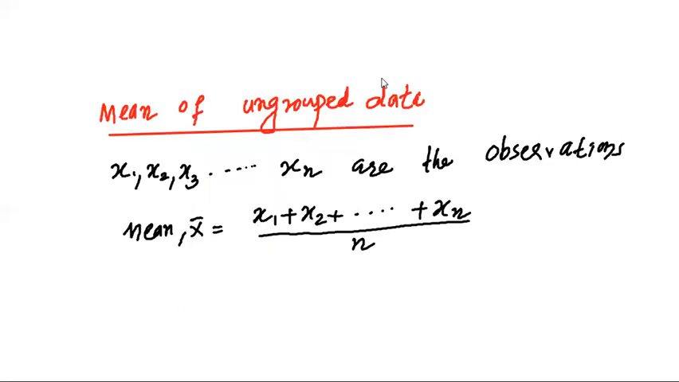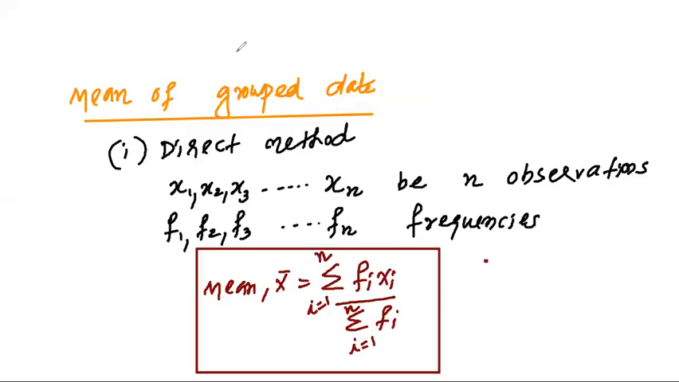So we have learned about the mean of an ungrouped data in our lower classes. Let me recall that one again. If x1, x2, x3 up to xn are some observations, we know that mean can be denoted by x bar. X bar is equal to x1 plus x2 plus etc up to xn divided by n. This is the formula for finding mean of an ungrouped data. If it's a grouped data in grade 10th, I think you have learned three methods to find or evaluate mean of a grouped data. The first one was direct method.